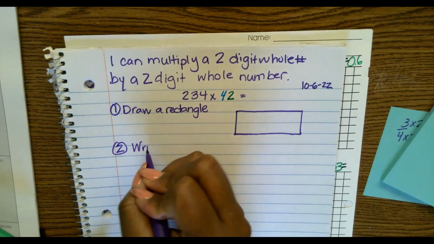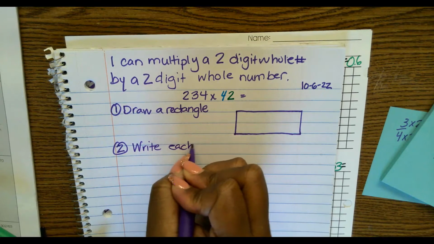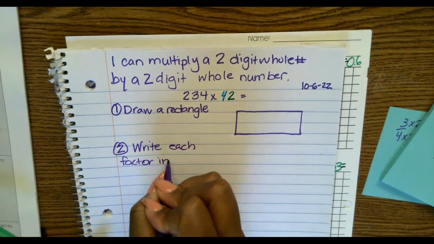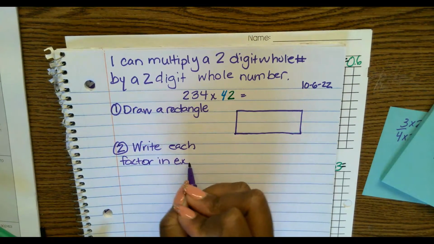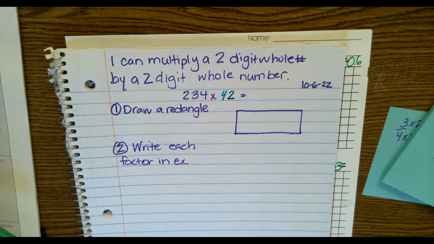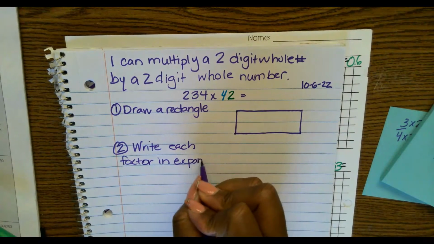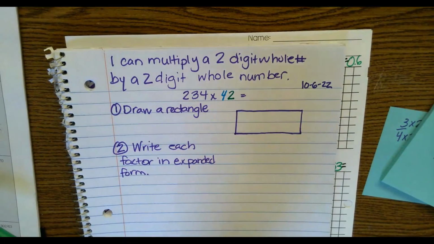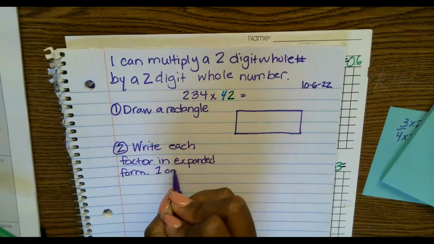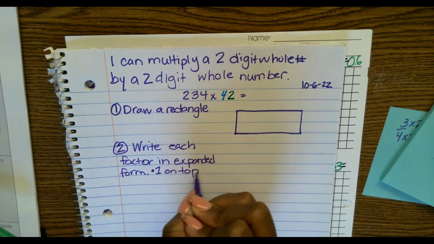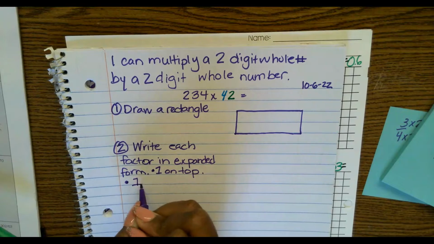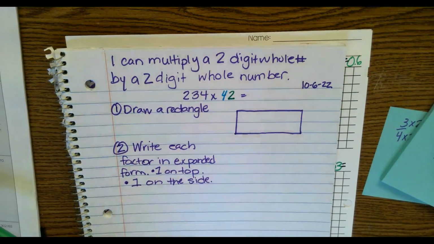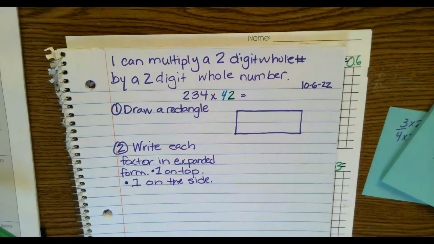Write each factor in expanded form, and one is going to be on top. So one on top and one on the side. So that's step 2.